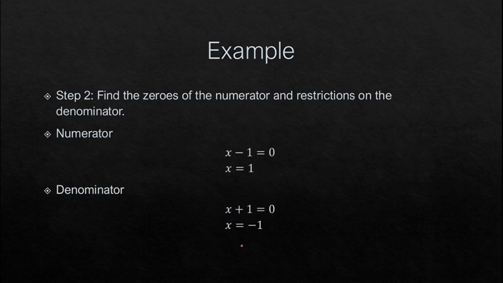Step 2. Find the zeros of the numerator and restrictions of the denominator. So, this part is very easy. You just need to equate both the numerator and the denominator to 0. Kung ano ang value ng x for the numerator, that is a 0. And then for the denominator, that is a restriction. You take in mind, kasi gagamitin natin ito later for our solution set.